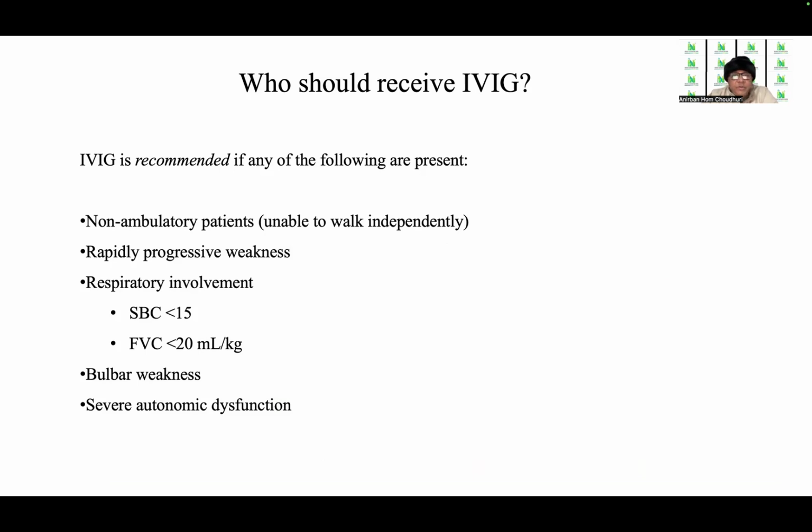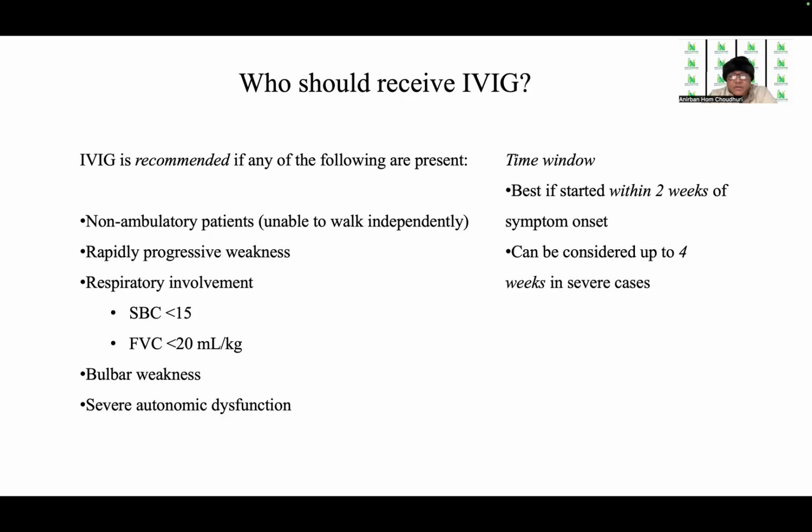One, non-ambulatory patients who are unable to walk independently; if there is rapidly progressive weakness; if there is respiratory involvement with a single breath count of less than 15 and a forced vital capacity of less than 20 mL per kg; in the presence of bulbar weakness; and in the presence of severe autonomic dysfunction.